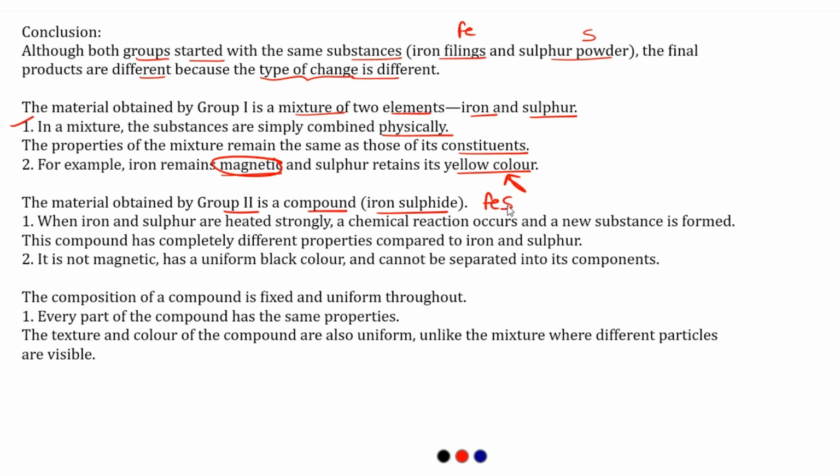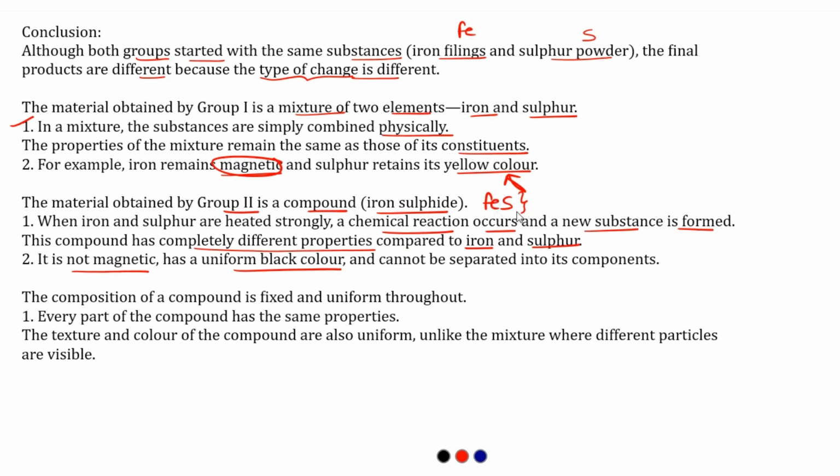And what about iron sulfide? What are the points we can write? When iron and sulfur are heated slowly or strongly, a chemical reaction occurs and a new substance is formed. This compound has completely different properties compared to iron and sulfur. Just now I have explained this in the last slide. It is not magnetic, because when we took a magnet, iron was not separated. It has uniform black color. Here sulfur is not showing its yellow color.